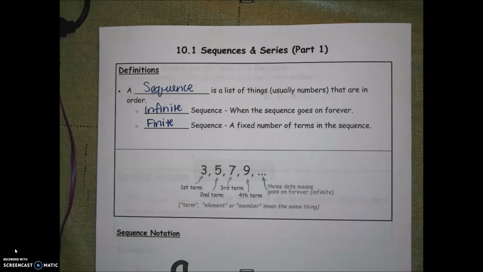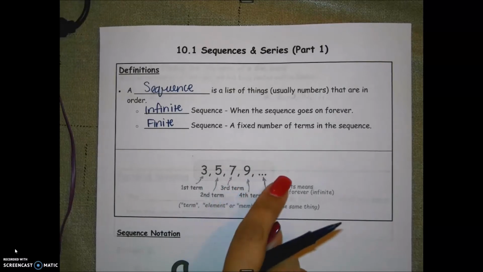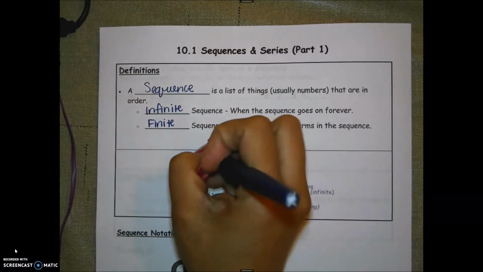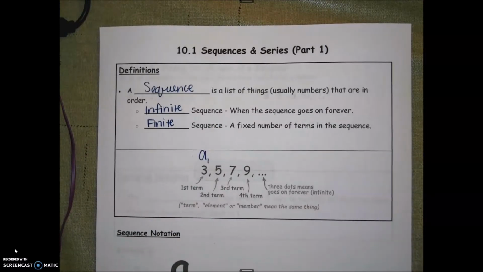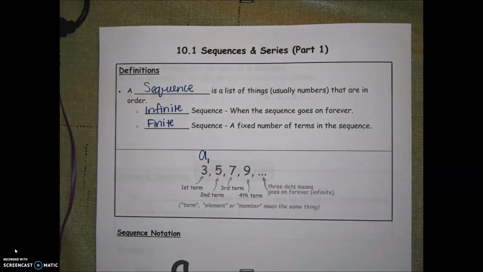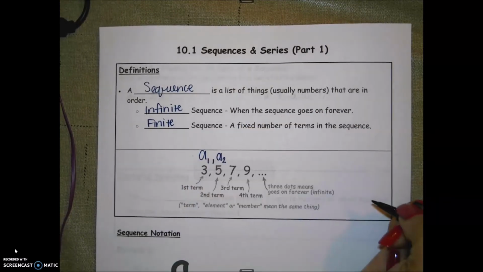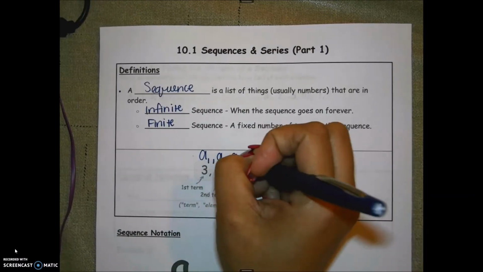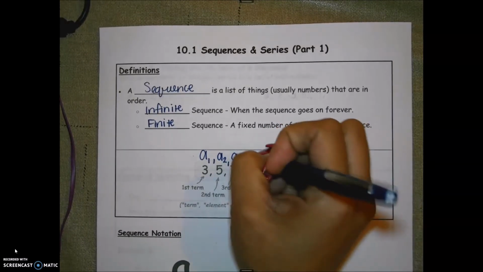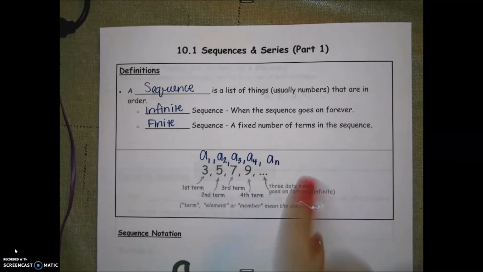For example, I'm given the sequence 3, 5, 7, 9, ... 3 represents the first term in the sequence, or how we notate it is a sub 1. Sub means subscript. The 1 is written as a small 1, but it's at the bottom as opposed to being an exponent. 5 is the second term, or a sub 2. 7 is the third term, or a sub 3. 9 is the fourth term, or a sub 4. And ... means a sub n. It is the nth term of the sequence.